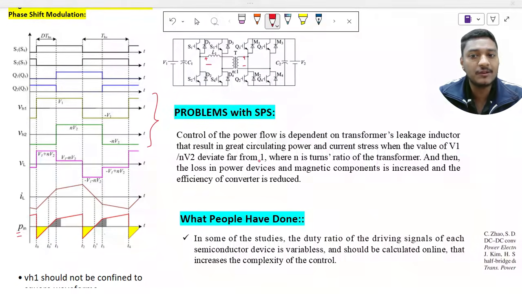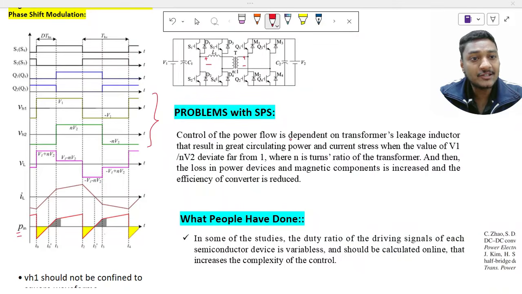So we have seen that V1 by n V2, that factor, we call it the M value. So if the M factor deviates from 1, then it will go into the non-ZVS region, and because of this the losses in the system will be more. So those are some different losses.